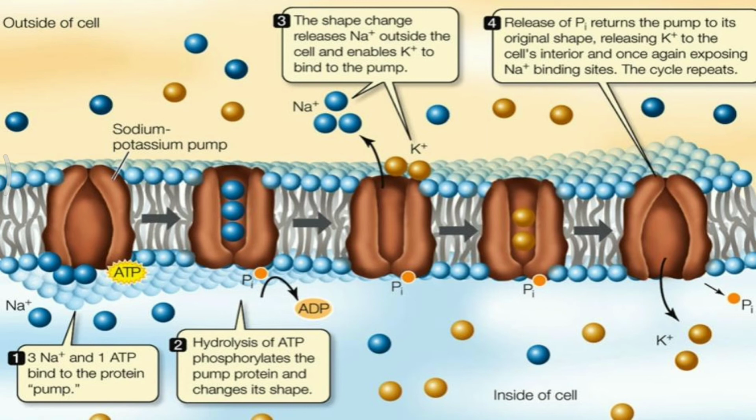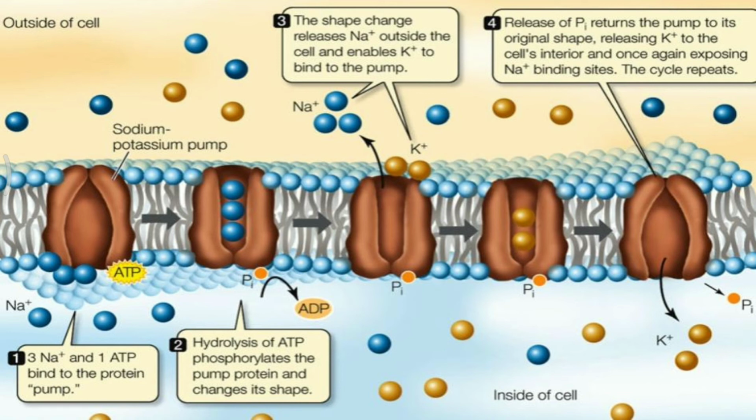The sodium potassium pump, let's have a look at it. We have already discussed this earlier, but let's recapitulate the information. Outside of the cell, inside of the cell. Point 1: 3 sodium and 1 ATP bind to the protein pump. You can see the pump over here. 3 sodium, the blue colored structures, and 1 ATP are getting bound, and the shape of this entire structure changes as soon as the ATP is attached.